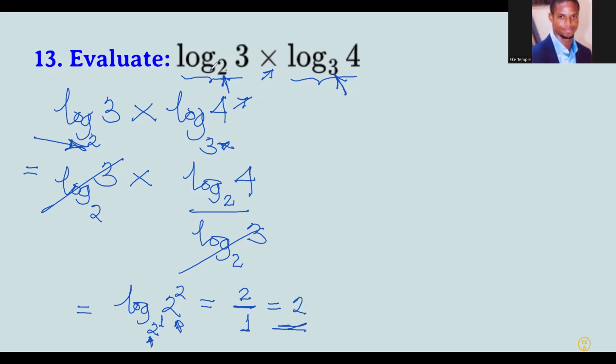Now you're asking the question in your mind: we changed the base 3 to become base 2. What if we change the base 2 to become base 3? Are we going to get the same answer? Yes, of course. Let's see that. Let us state the problem again: log base 2 of 3 multiplied by log base 3 of 4.